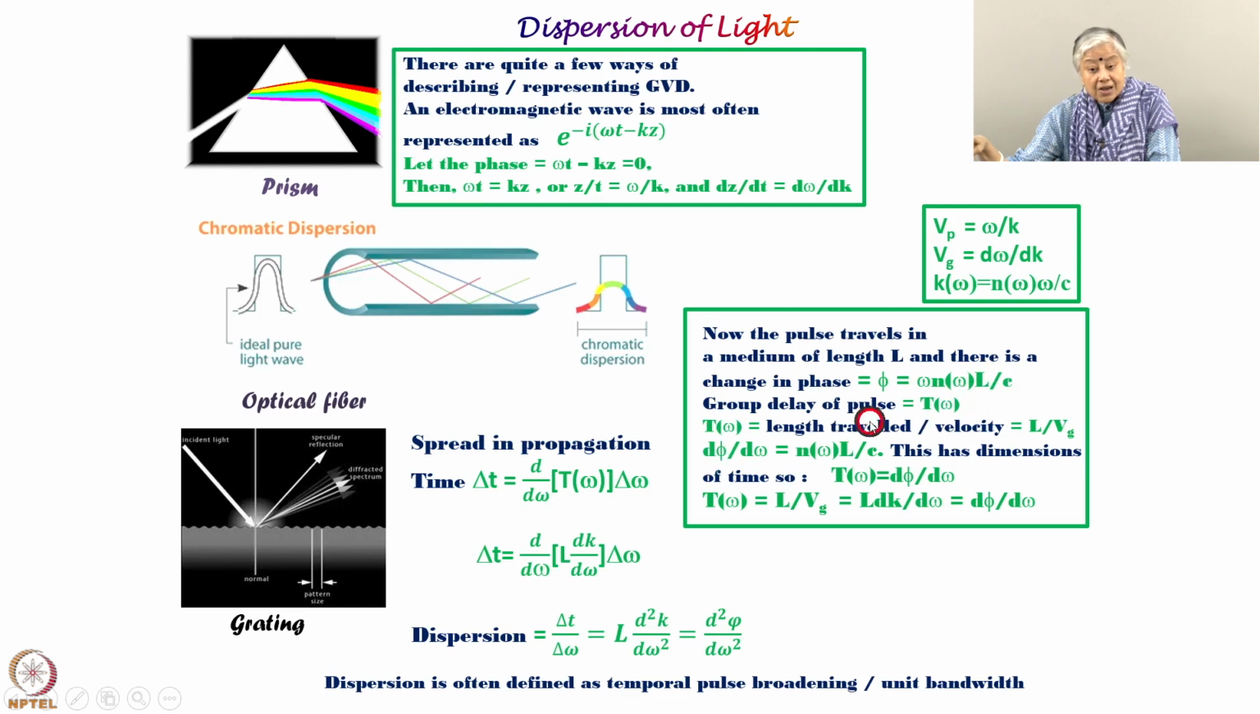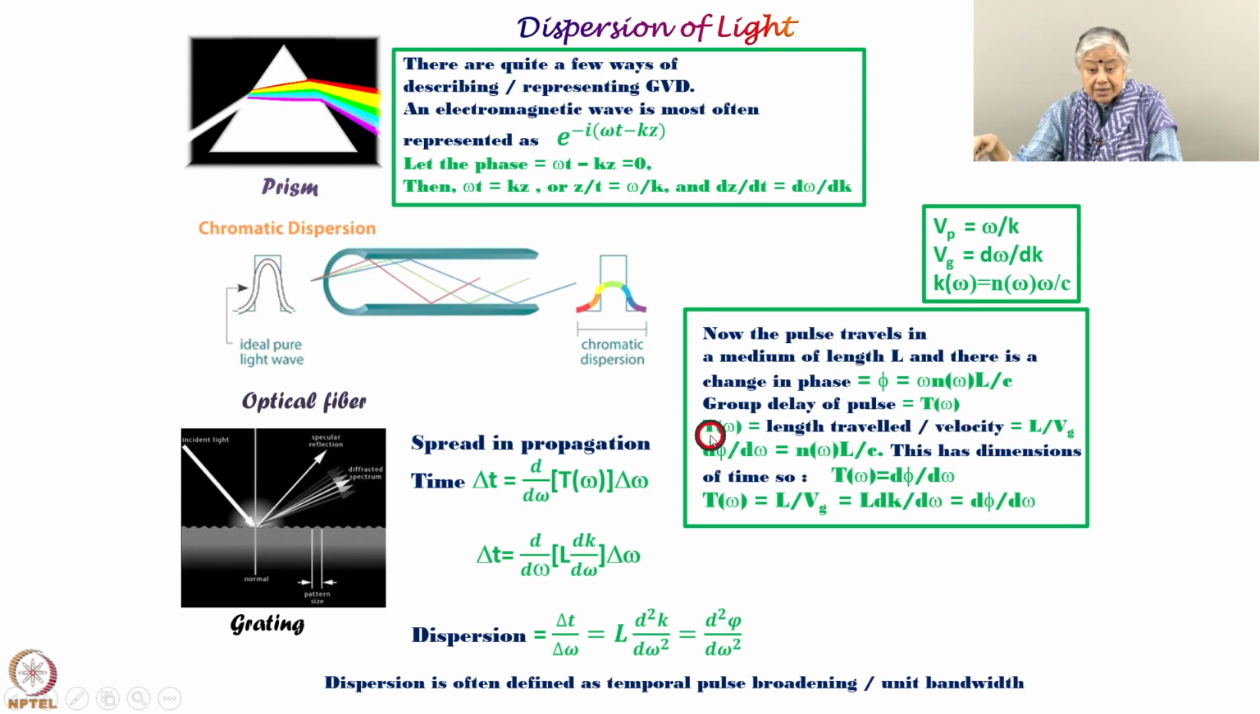Now, the group delay of the pulse is called T(omega). This is a new thing that I have introduced, group delay. See, I have given it as a function of omega. That means each of these frequencies get delayed, as I have shown in the previous slide. So, I will call it T(omega), it is obviously a function of omega, and this is the group delay.